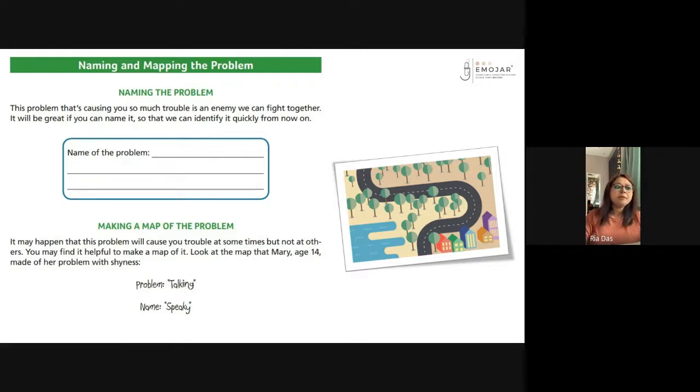Making a map of the problem is crucial, and we'll be taking this example, where a child feels that the problem is all about talking, the interaction part. When the child is interacting, he or she feels that she's not confident and she's going to blurt out something which will be really embarrassing. So we'll take the problem as talking.